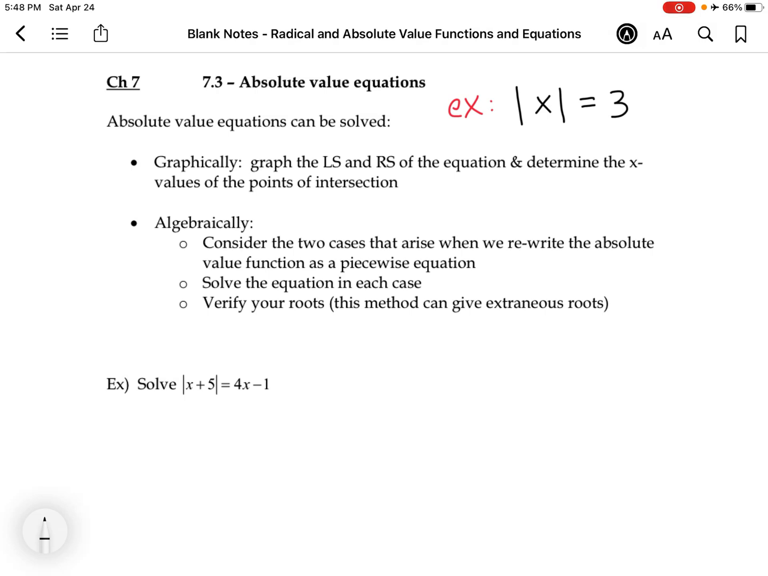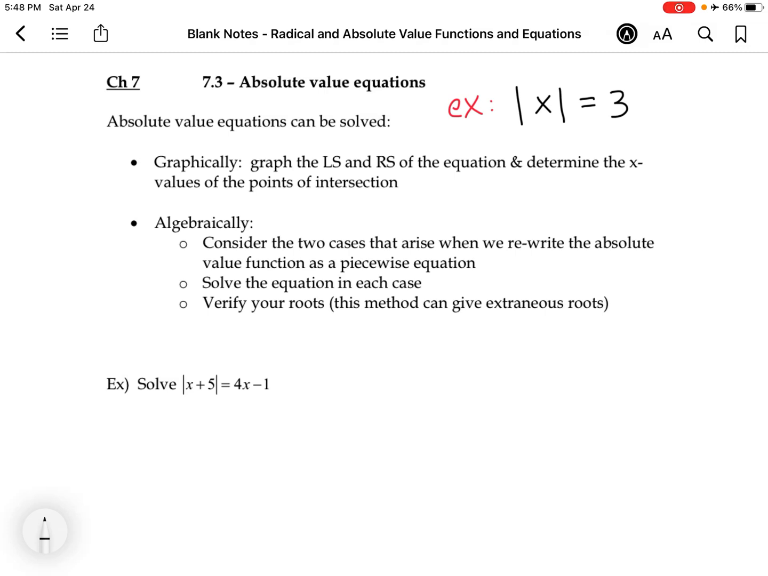We could solve this graphically, where we graph y equals the absolute value of x in y1, rather, graph y equals 3 in y2, and then find intersection points. We've done that many times, so I'm not really going to go through that. What I am going to spend quite a few minutes going through is how to solve these things algebraically.